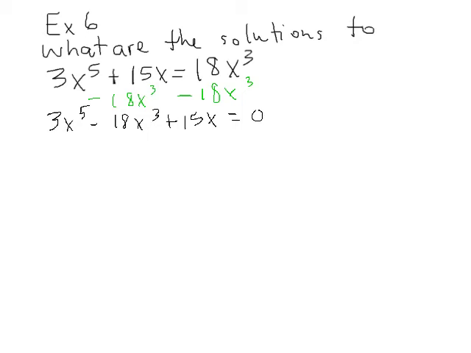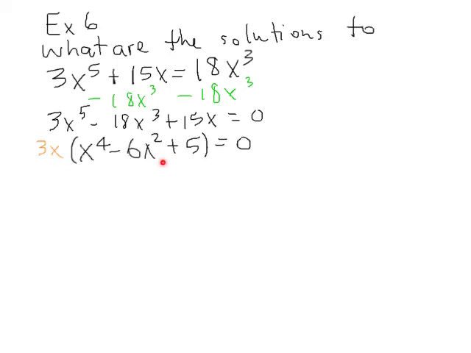So I've got 3x to the 5th minus 18x cubed plus 15x. And notice that I've got a 3x in each one of these terms. So pull that 3x out. Not 3x to the 4th anymore, but x to the 4th minus 6x squared plus 5.